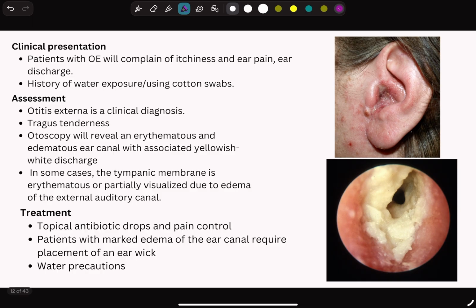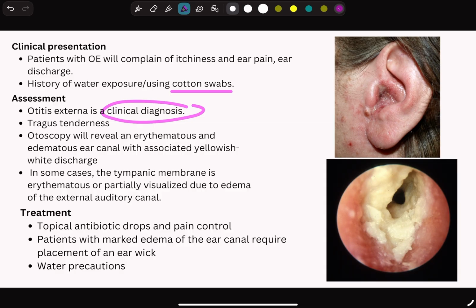Right, so the patient would present with ear pain, very, very painful. Ear discharge, reduced hearing, that's really bothersome. And they will tell you, oh, we've just been swimming or using a cotton swab. So there will be a history. It's a clinical diagnosis, from the history and from the examination, you just know it is otitis externa.